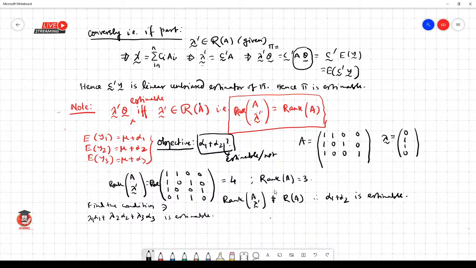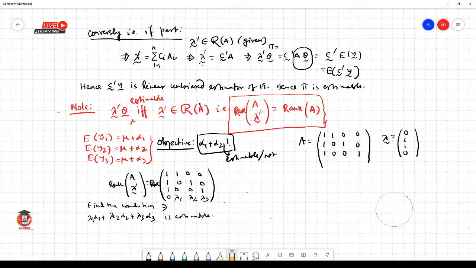Okay, so for this problem, now your augmented matrix is this. If you apply row operations, then you get... you see that these three vectors are independent.